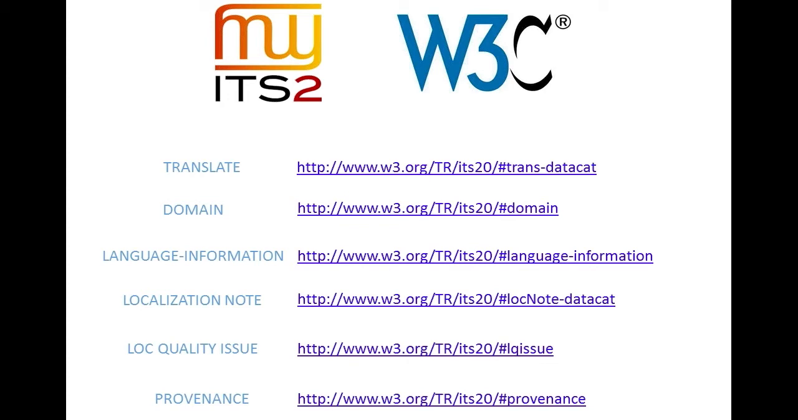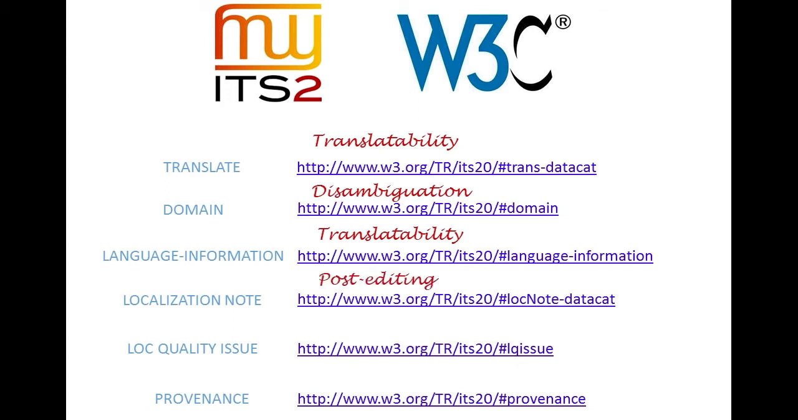Among the benefits we find in using ITS 2.0 are the following: information about what should be translated, and information about language pair selection using the translate and language information data categories. Access to the specific terminology to use in machine translation by using the domain data category for disambiguation purposes. Activation rules for machine translation post-editing with localization note. Quality aspects can be reported to the translation consumer or post-editor with localization quality issue. An identification of various agents with provenance, resulting in better traceability and audit capabilities.